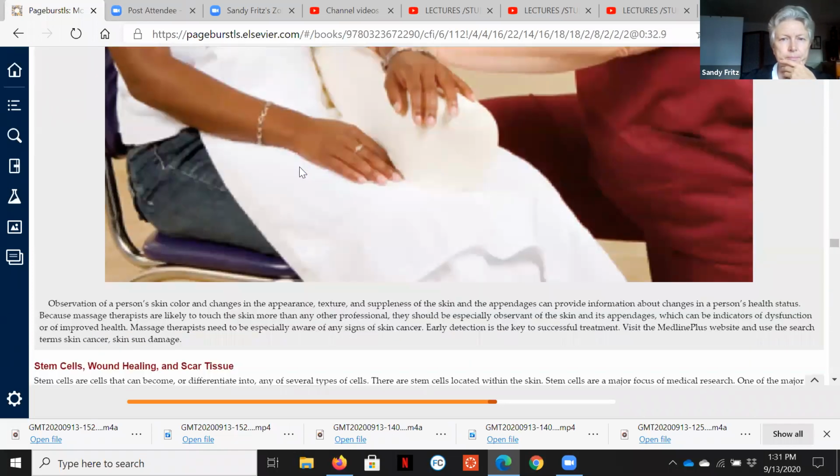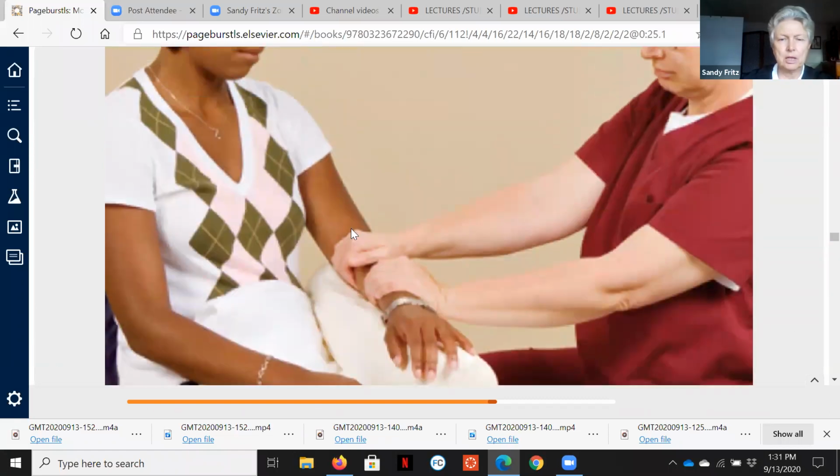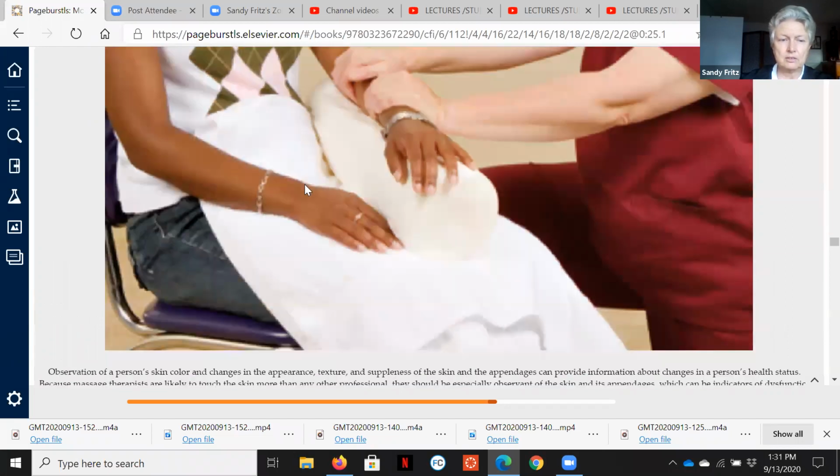So we want to pay attention. We want to look for the health of the integument in general, including the appendages. And we want to keep track of that from session to session to session.